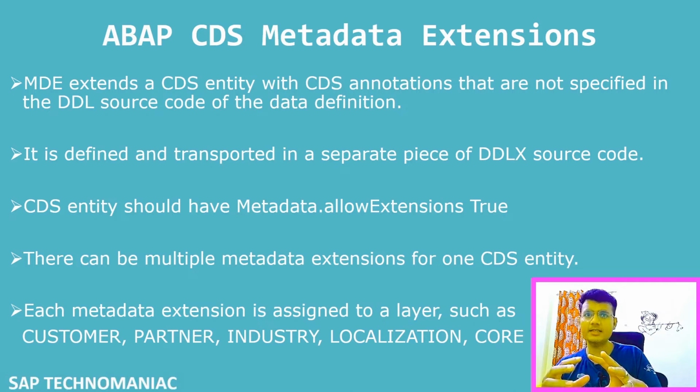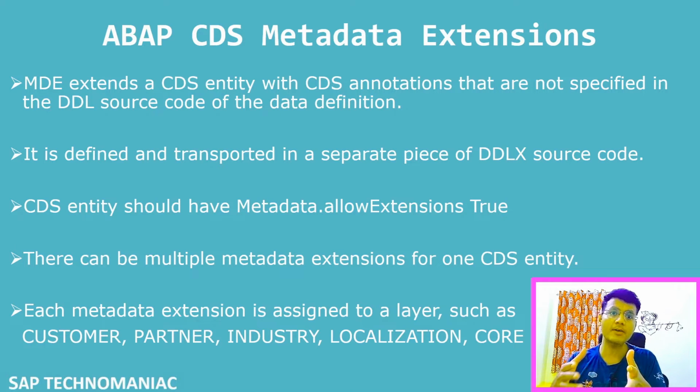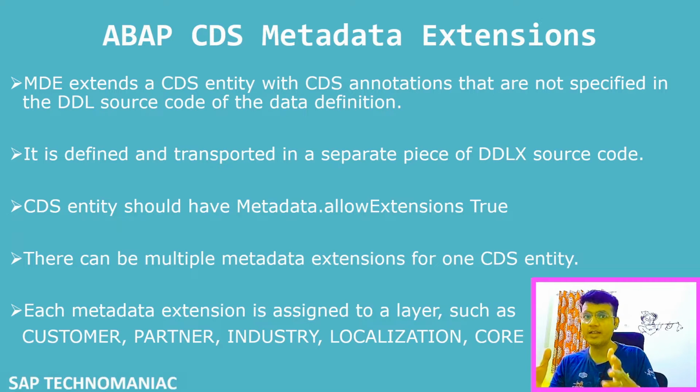In the main CDS entity, we have to define only those annotations which are required. For example, the semantics currency code annotation, where we have to give the currency code field name. That is mandatory to define there. That is an ABAP-level annotation, which we have to define there only. But we still want to shift UI-related annotations somewhere else. If we define everything in one place, it is very difficult to read.